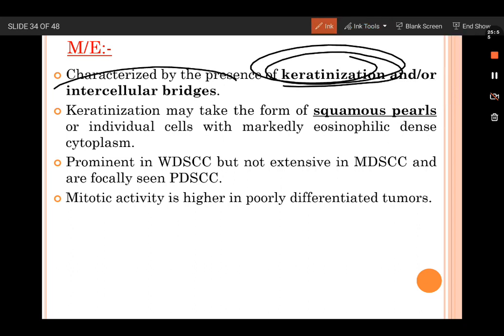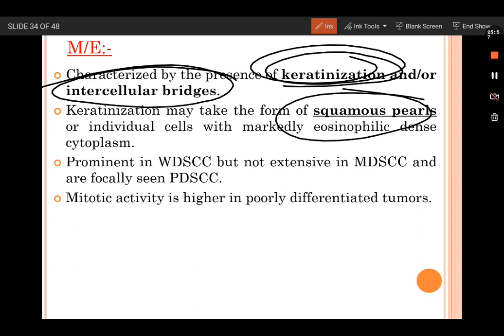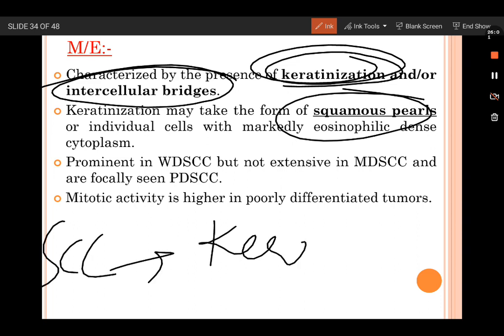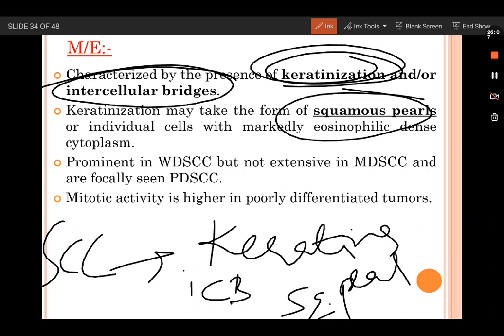Keratinization, intercellular bridges, and squamous pearls. Just remember, if you remember these three words in SCC, keratinization, intercellular bridges, and squamous pearls, you are sufficient. In the morphology of SCC, just remember these three words: keratinization, intercellular bridges, squamous pearls. You don't have to describe anything else.